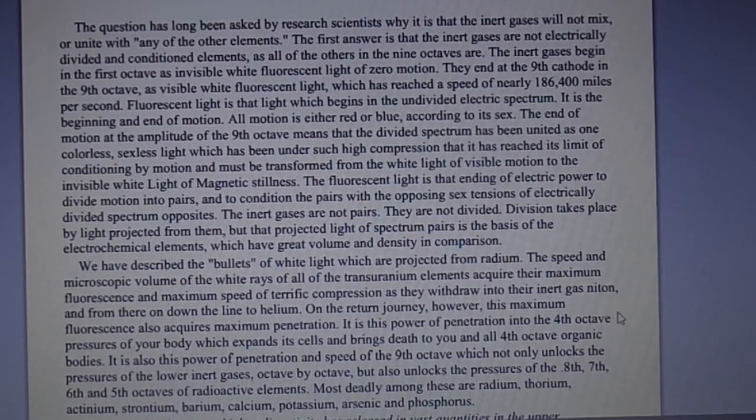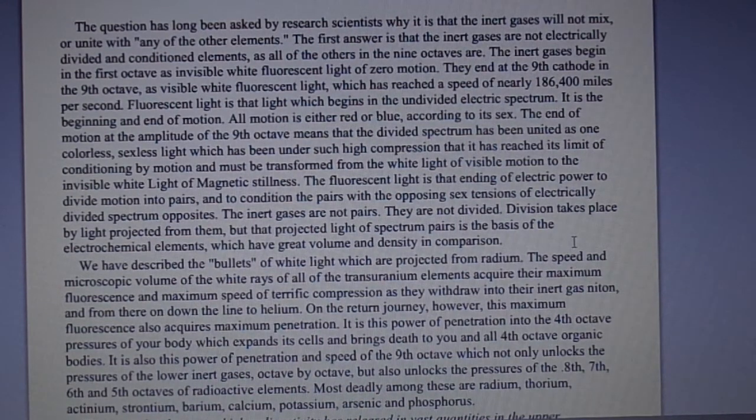The fluorescent light is that ending of electric power to divide motion into pairs and to condition the pairs with the opposing sex tensions of electrically divided spectrum opposites. The inert gases are not pairs, they are not divided. Division takes place by light projected from them, but that projected light of spectrum pairs is the basis of the electrochemical elements, which have great volume and density in comparison.